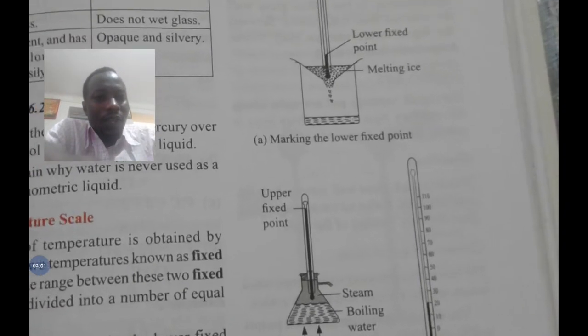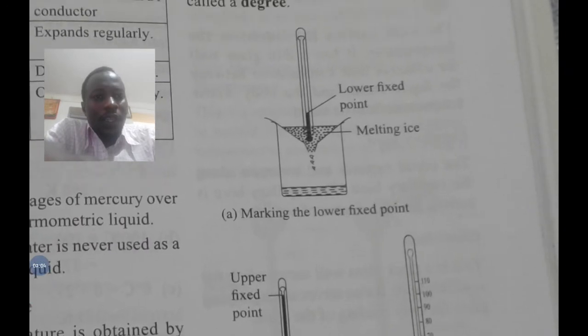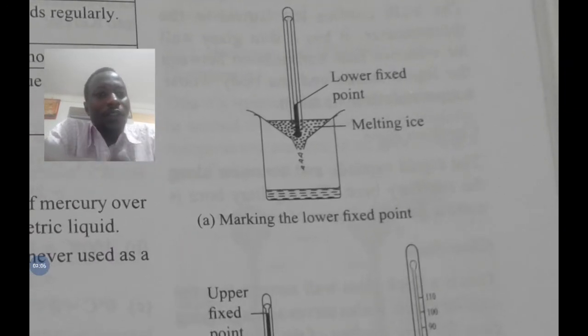Now, if you look at this diagram, this is how a lower fixed point is obtained. The thermometer is taken and put into melting ice. So the mercury inside the thermometer will contract. So the maximum contraction, until that point where the ice is melting and there's no change in the level of the mercury, that will be the lower fixed point, which is the melting point of ice.